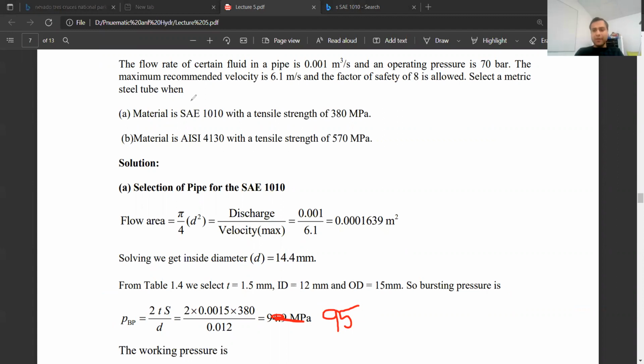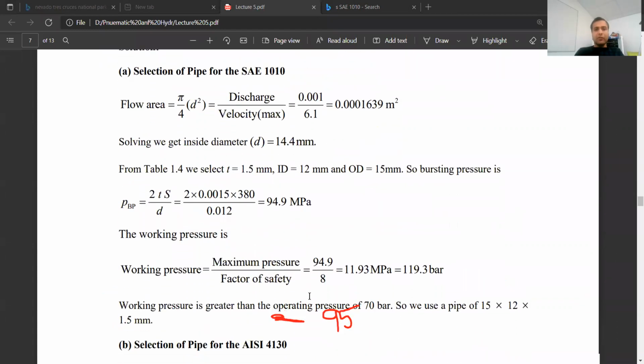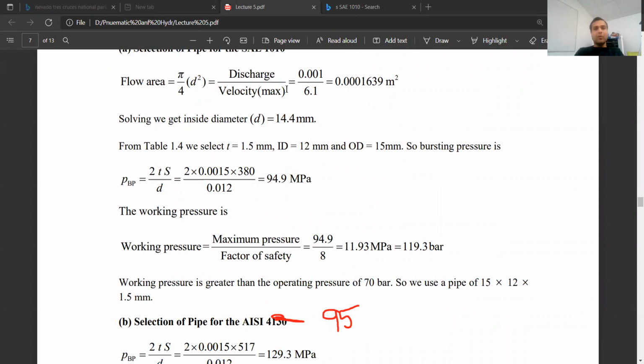Now, once you've got this burst pressure, we need to find out the working pressure. Working pressure is the value 95 we got already, divided by the factor of safety. The factor of safety is given in the question. So that will give you 11.8 or 11.9. Let's say I round to 1 decimal place, so that will be 11.9 megapascal or 119 bar.